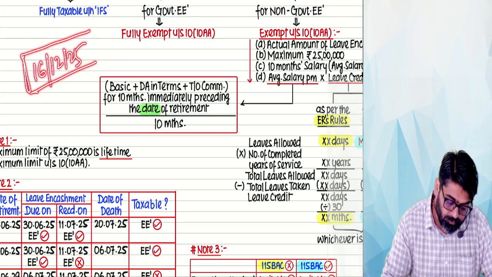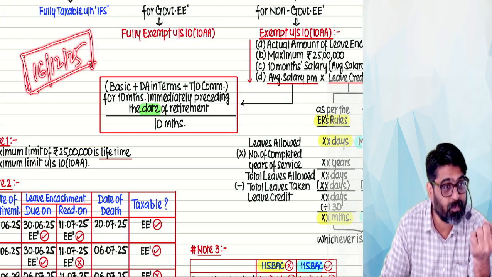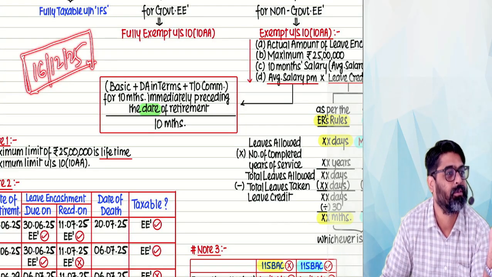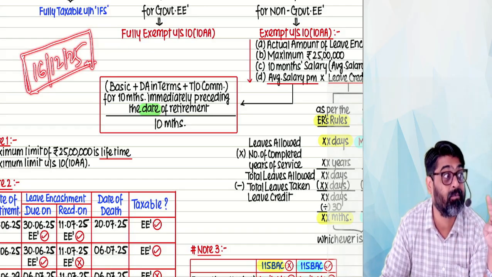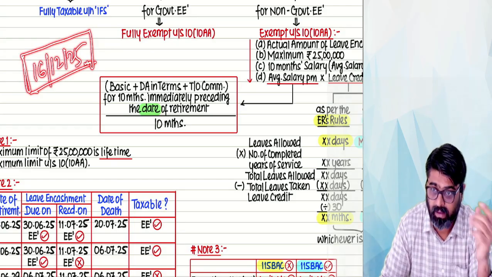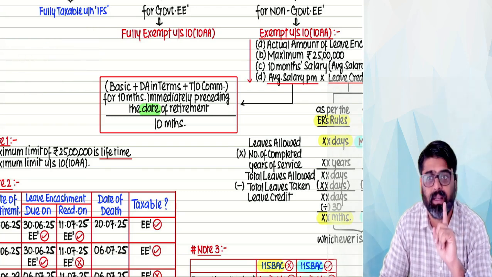Then 15 days of December you are supposed to take, 9 months prior to that, and half a month prior to that. Getting my point? So this way you will have to calculate the 10 months. Basic, DA in terms, turnover commission, add all of them and divide by 10. Get what? Average salary per month.